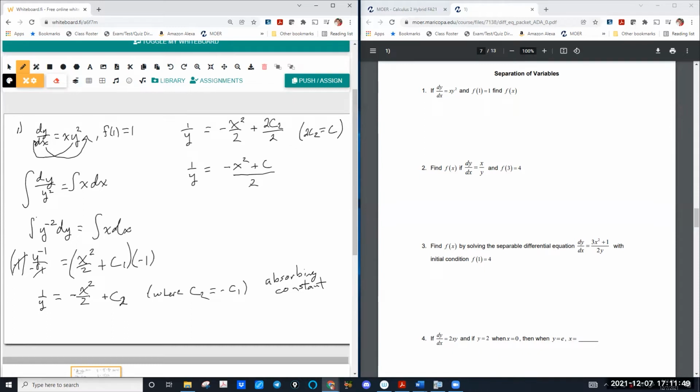Now, the reason I did this is because now I have a fraction equal to a fraction, which means their reciprocals are still, excuse me, still equal. So I'm just going to flip both sides. So y equals 2 over negative x squared plus c.